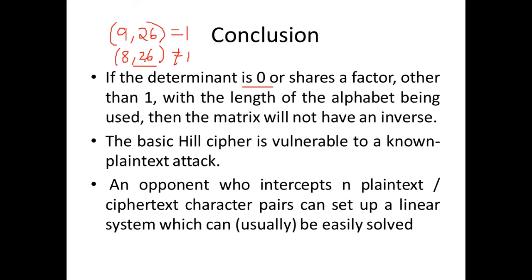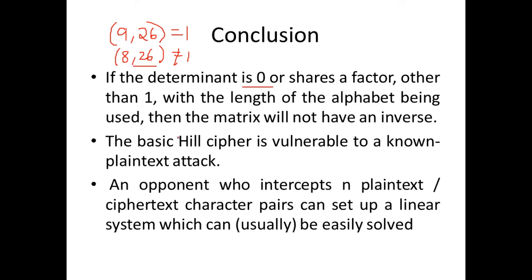Whenever you select a key, check what is the value of the determinant. Check whether the determinant has a GCD of 1 with the number of alphabets you're going to use. So if the number of alphabets you're going to use is 26, then the GCD of the determinant with the number of alphabets should be equal to 1. Then only your matrix will be invertible.